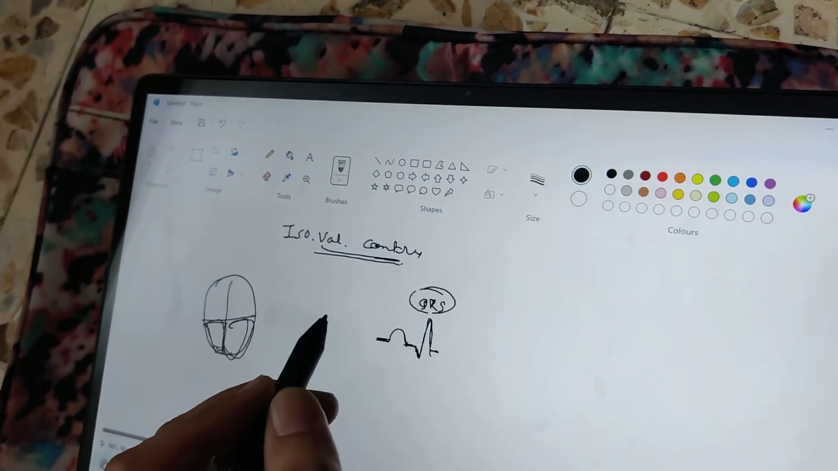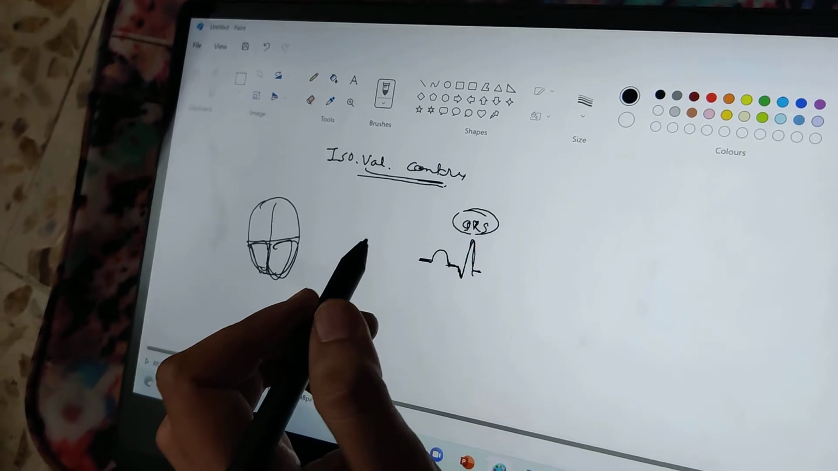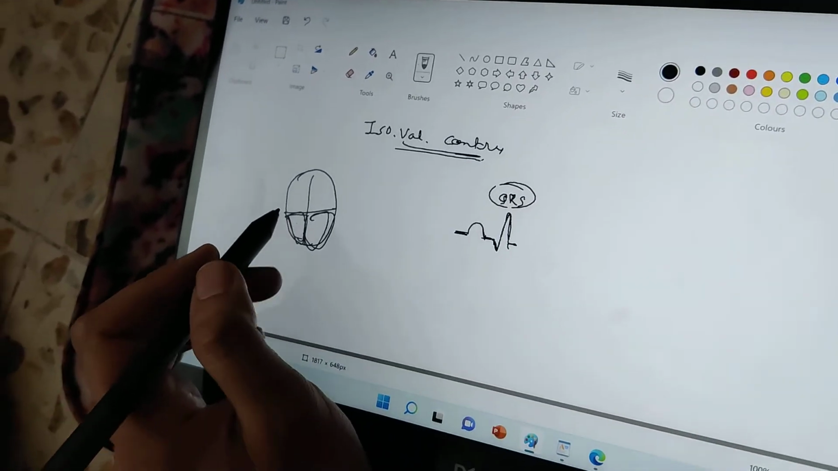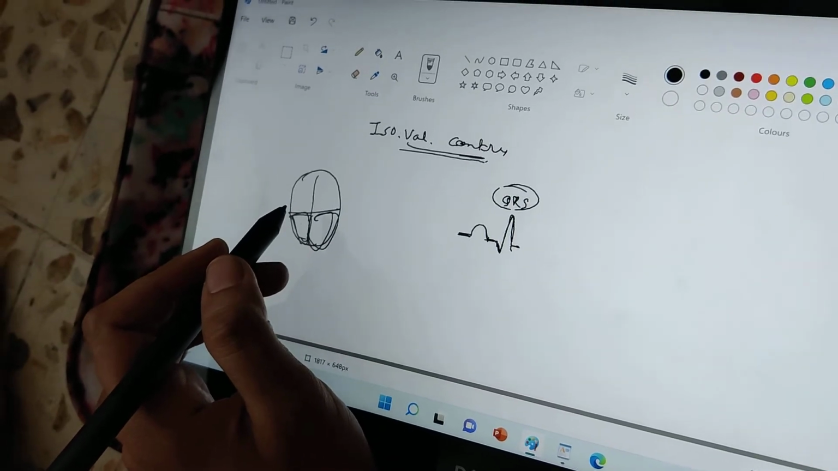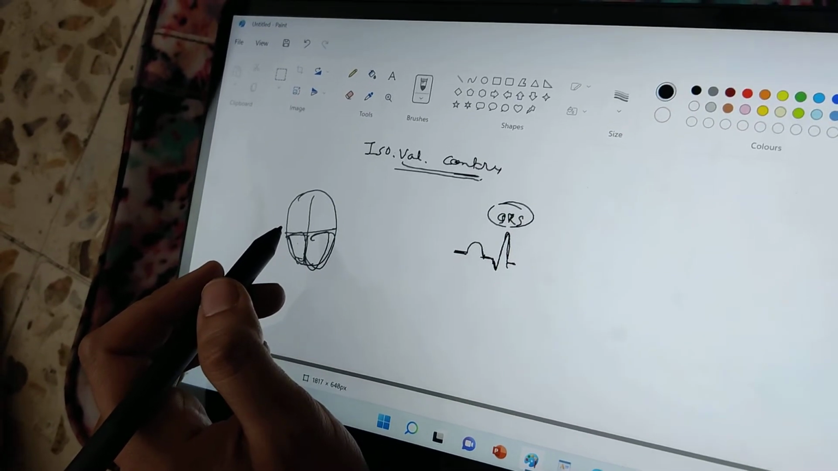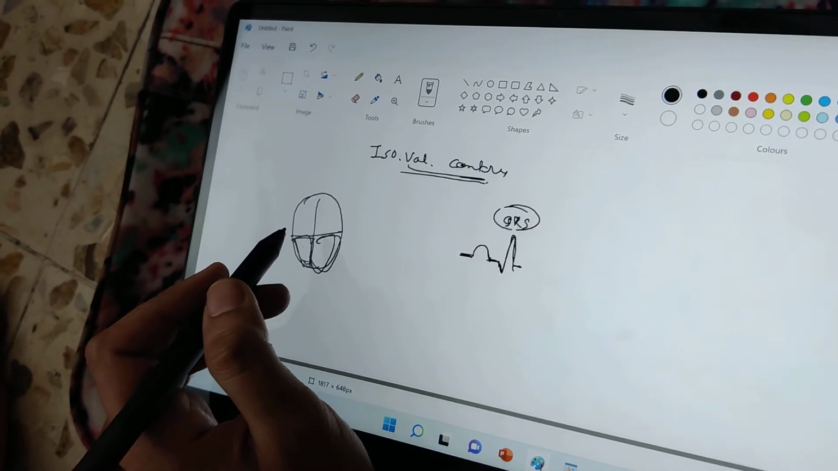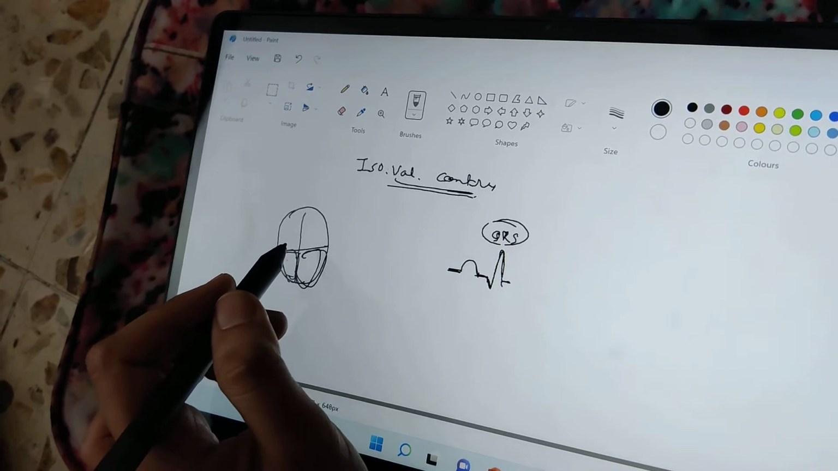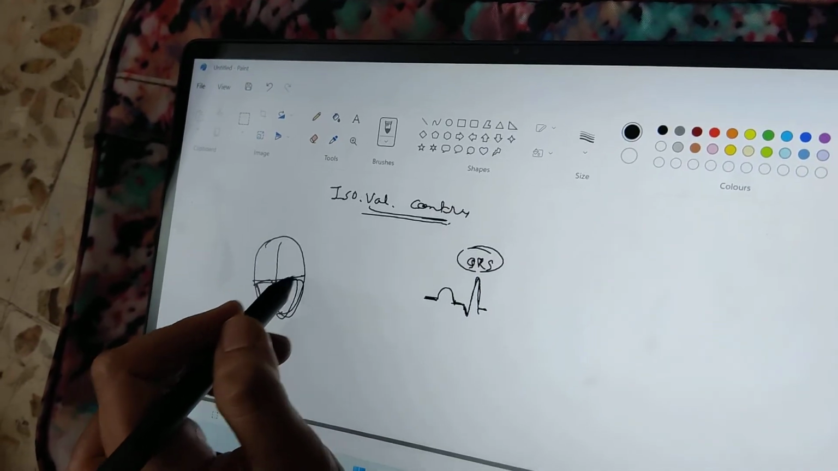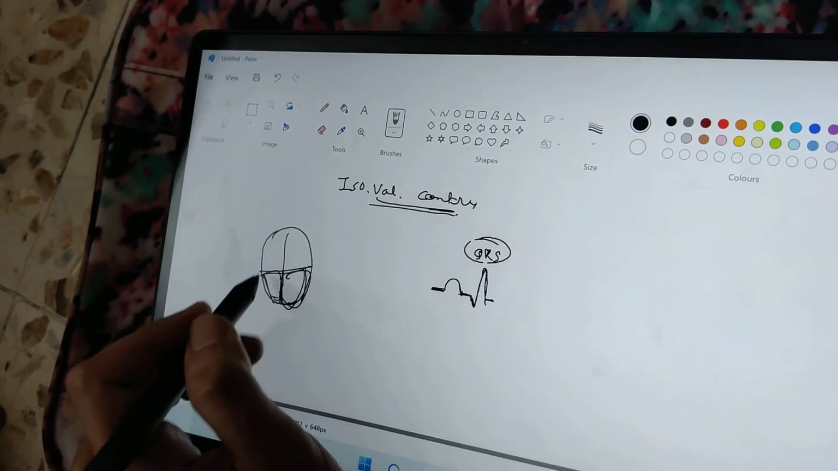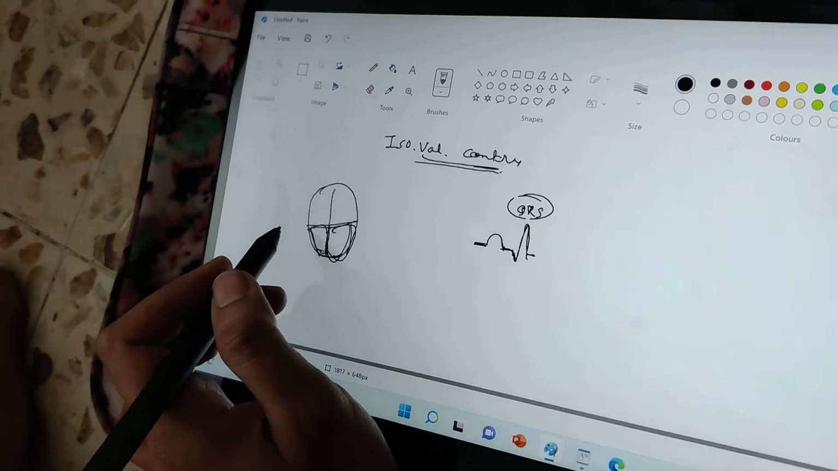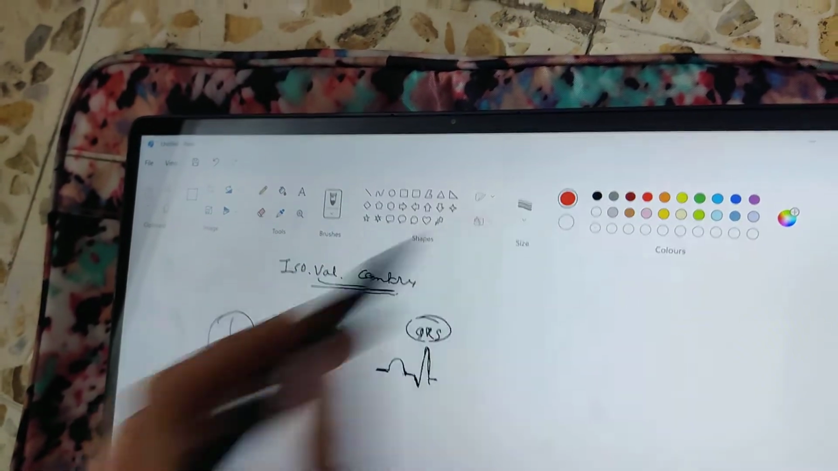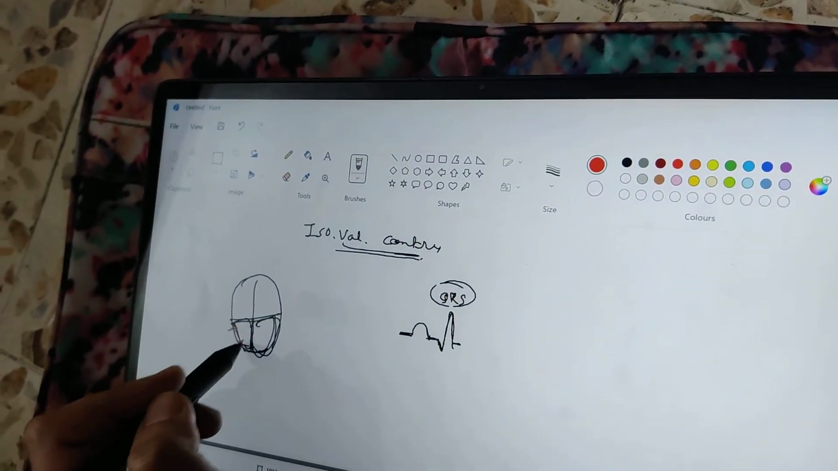we will see in the isovolumetric contraction. Ventricular depolarization triggers excitation-contraction coupling and myocyte contraction. The myocytes in the ventricle will contract, and the ventricular pressure rises sharply.